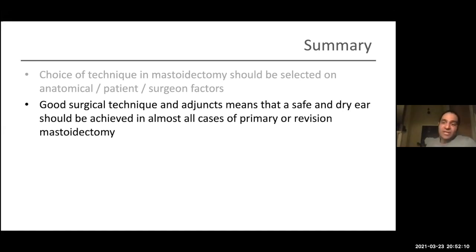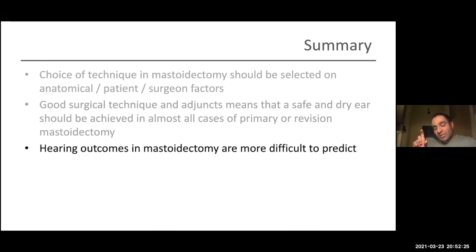A safe ear is an absolute must. I always say a dry ear is a success, a wet ear is a failure. I certainly would aim for a dry ear in every single mastoid that I do, and I would do a revision until a patient ends up with a dry ear. The hearing is more difficult because the sequelae reconstruction can be difficult and that ventilation can be difficult.